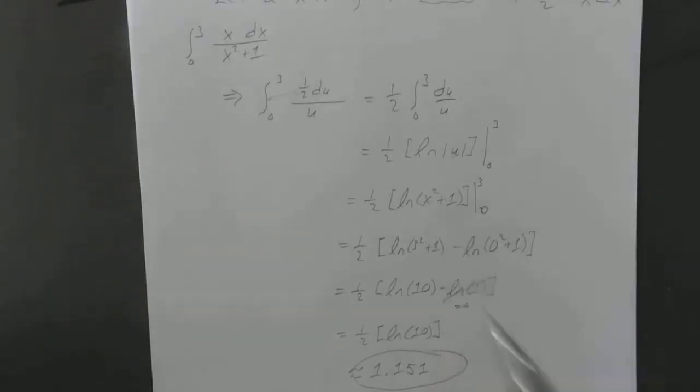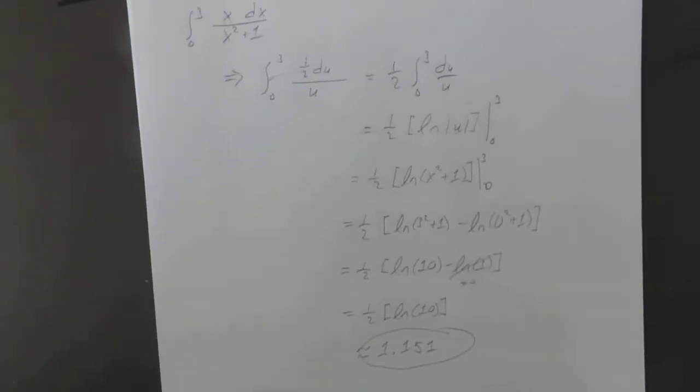Okay, any other questions? Okay, now if that would have been x squared minus 1, then we would have left it as absolute values, because there's values that will make it negative.